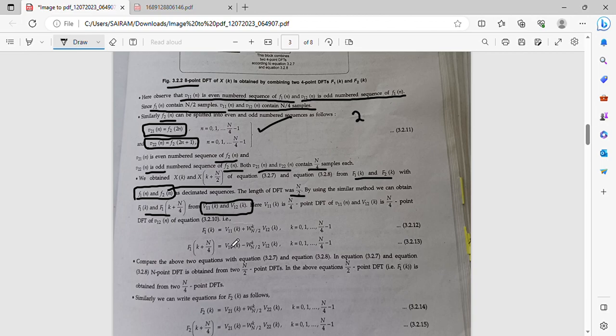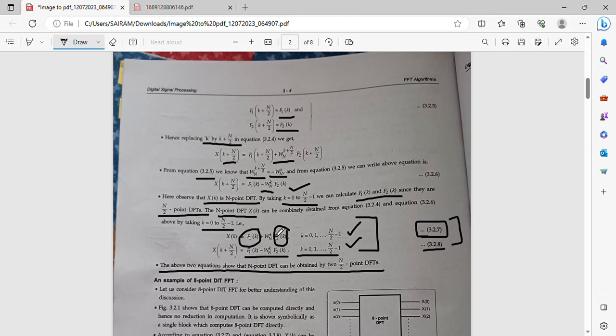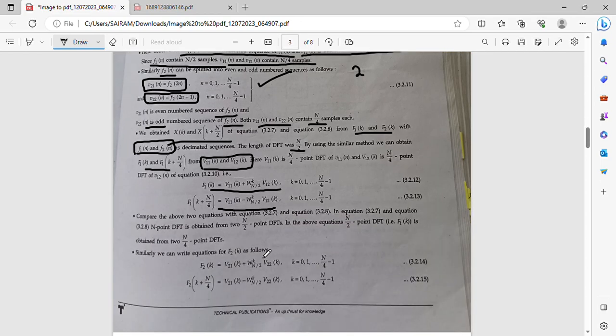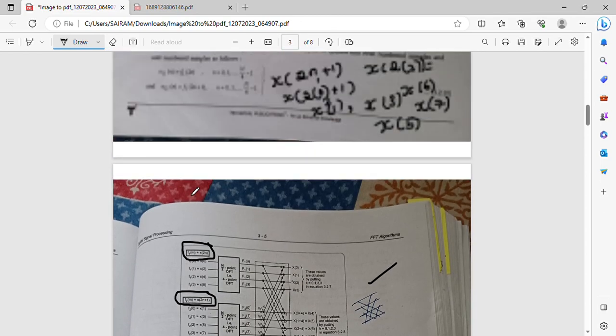So f1 of k is equal to v11 of k plus omega n by 2 whole to the power of k, v12 of k, and f1 of k plus n by 4 is equal to v11 of k minus omega n by 2 whole to the power of k, v12 of k, right? You have an equation like this. In the place of this equation, here you are going to write f1 of k, and f1 of k plus n by 4 we are going to find out.